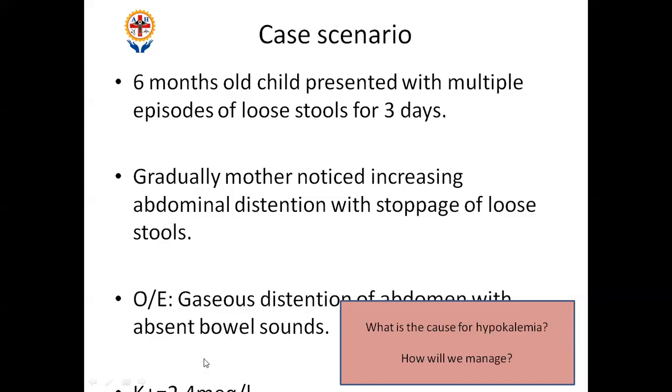Potassium is 2.4. So how will I manage this child? A 6 month old with loose stools, and suddenly they noticed that the child is having abdominal distension and stoppage of loose stools. The abdomen is distended with absent bowel sounds. Potassium is 2.4. So how are you going to manage this child?